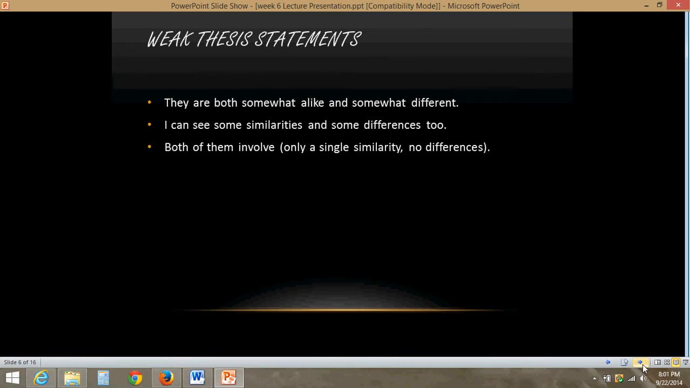Other weak thesis statements: I can see some similarities and some differences too. Here we have first person perspective, which we're going to try to stay away from as we move into these types of more academic papers. Of course, we've written sensory essays, we've written narratives. Both of those have first person perspective, but now we're going to try to remove that as much as possible in the next few papers. Both of them involve and give one specific similarity and one specific difference.